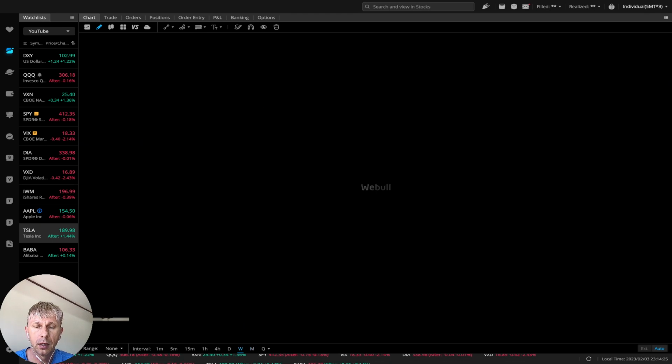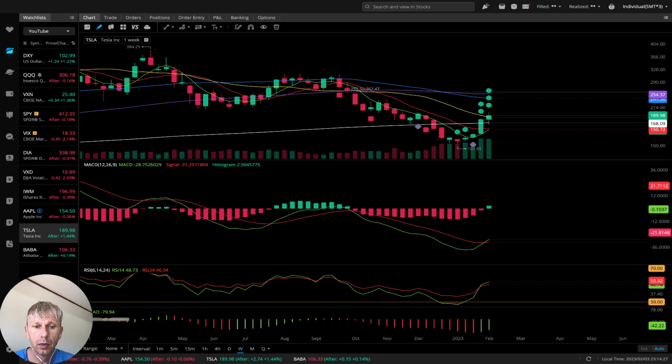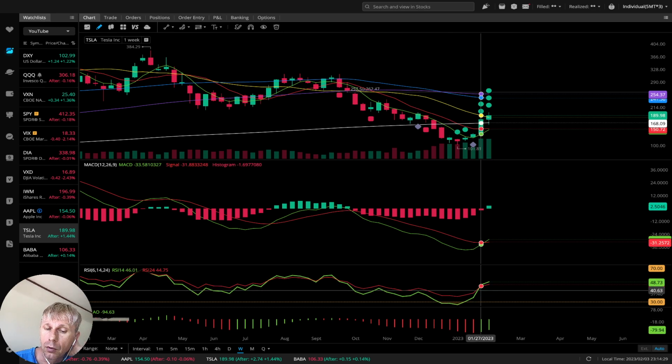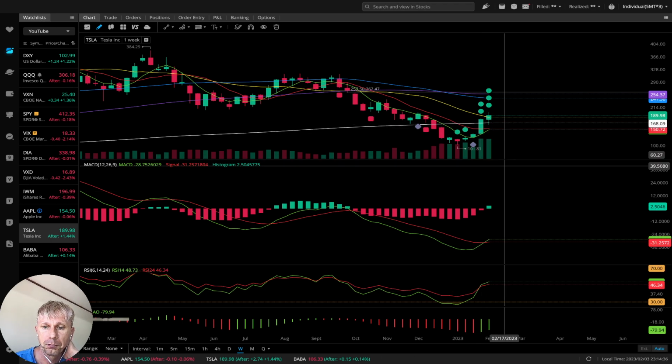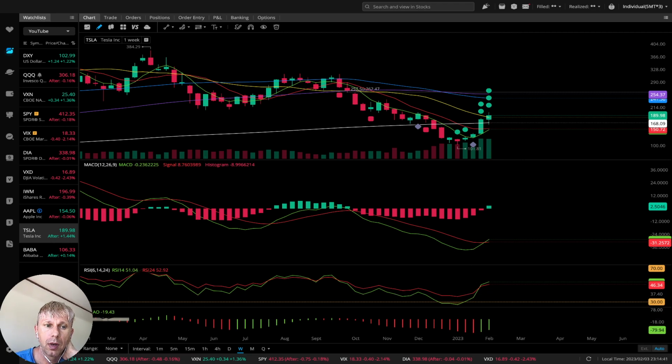Let's check weekly. Weekly it's bullish, right? Monthly and quarterly bearish. Weekly it's a bullish crossover and bullish trend on all indicators. Let's move to BABA.